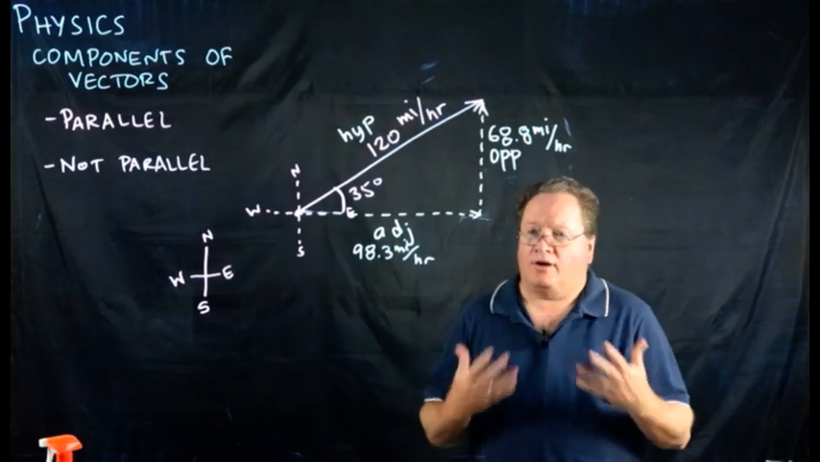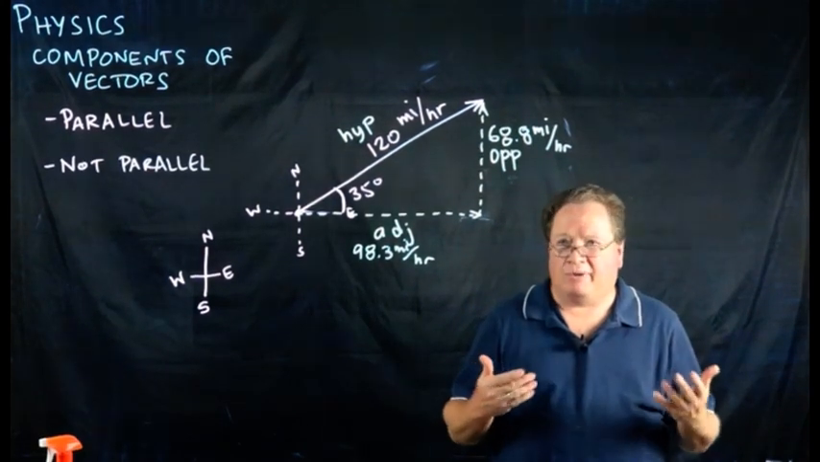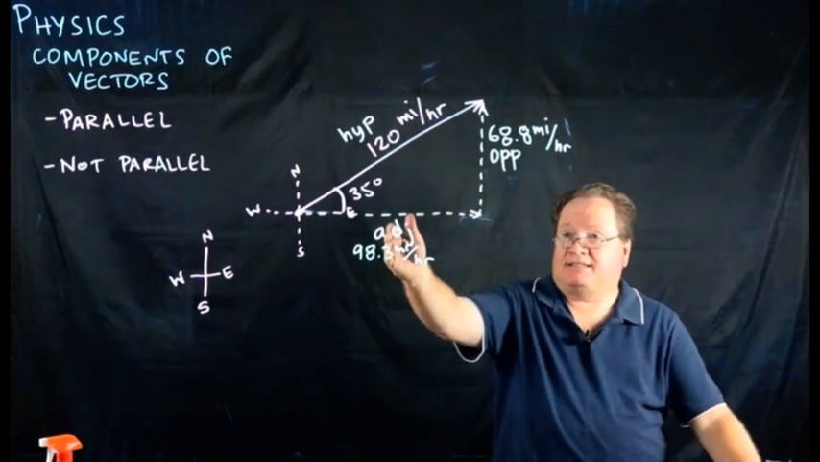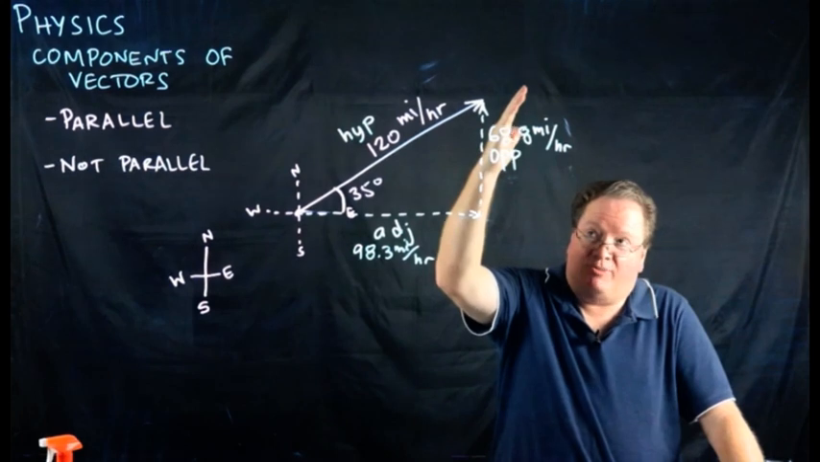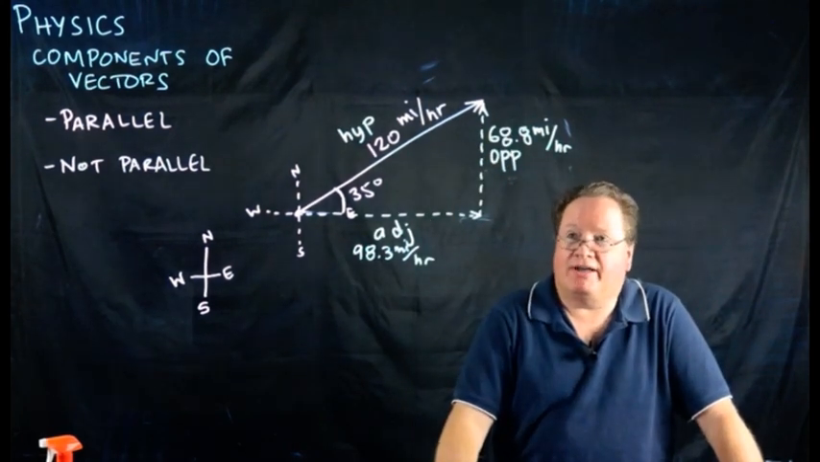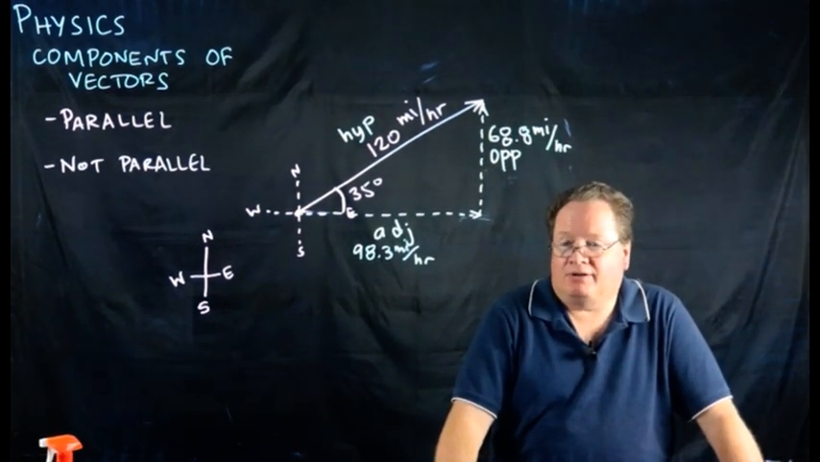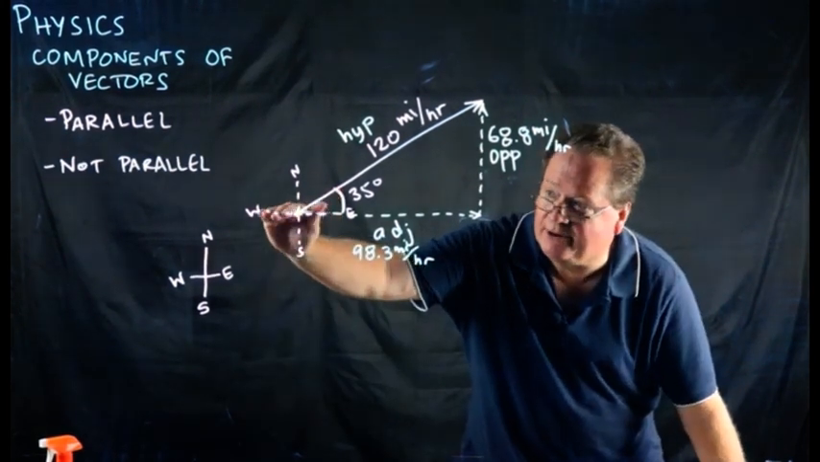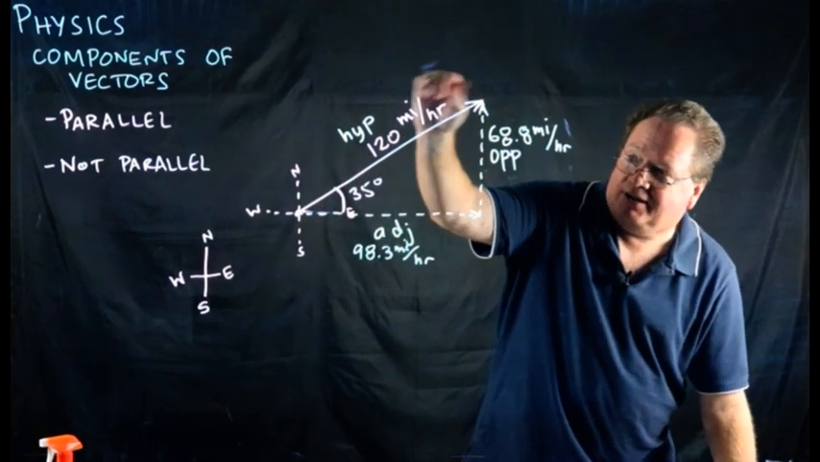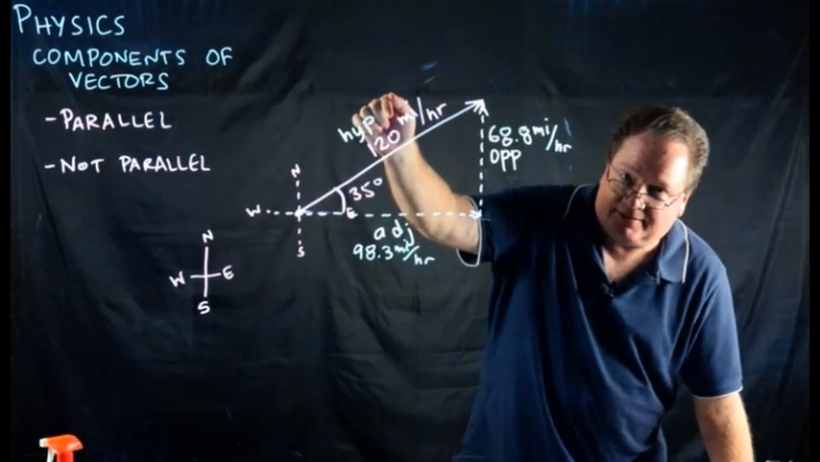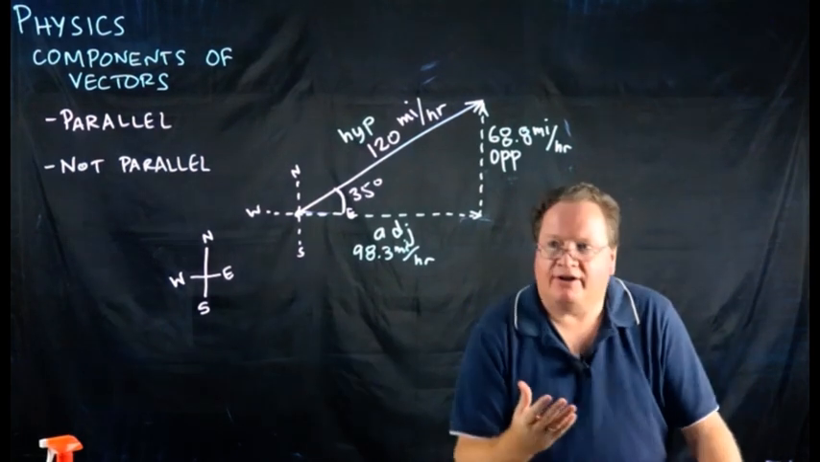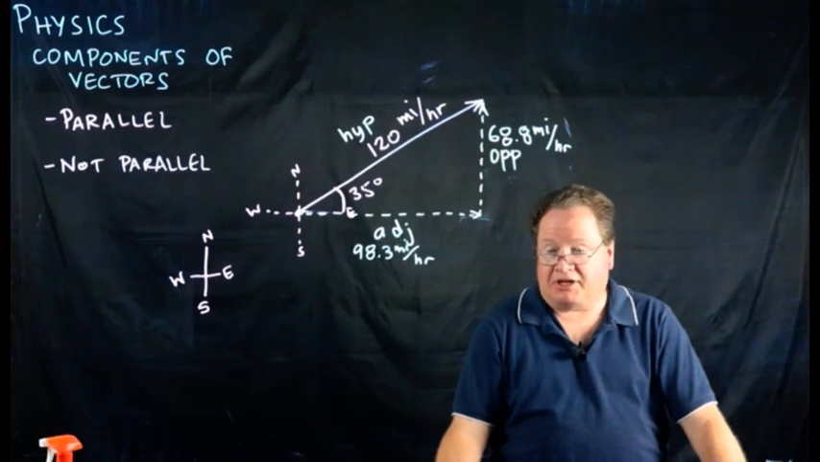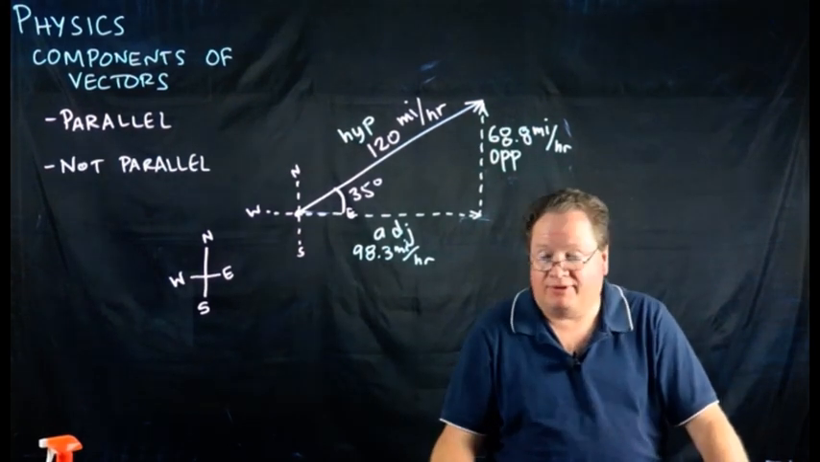Okay, so why would we want to do something like this? Well, let's just say, for instance, that instead of saying you've got some object that's moving 120 miles per hour at that angle, let's say it's a helicopter. I've got a helicopter that takes off from the ground and flies at this angle and this speed. I want to know how long it is going to take that helicopter to go 200 miles.